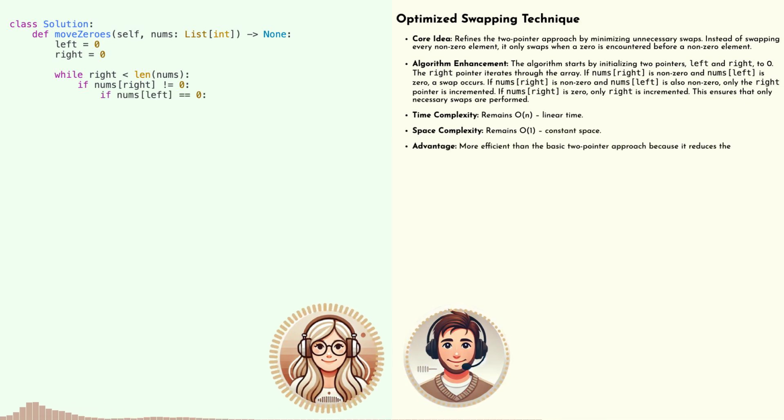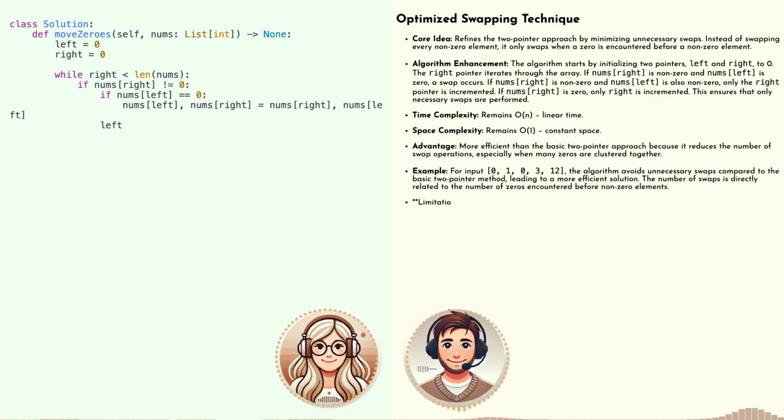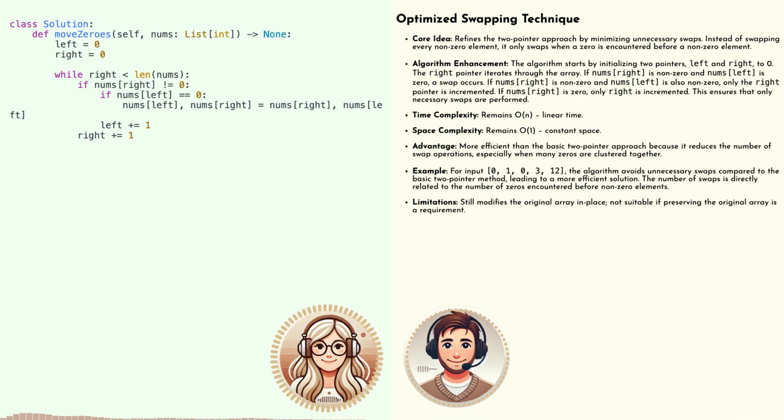Yeah, you're right. There's one more optimization we can do. It's like a refined version of the two-pointer swap to make it even more efficient. Okay, I'm all about optimizing. What's the secret to this refined swapping? So let's think back to how the original two-pointer swap worked. We had left and right. And when right found a non-zero number, we swapped it with whatever was at left. But what if left was already pointing to a zero?